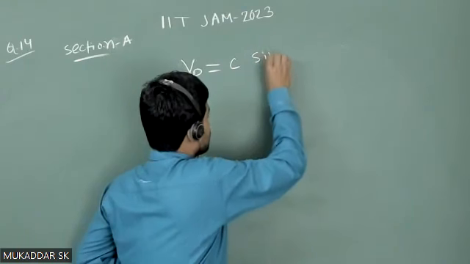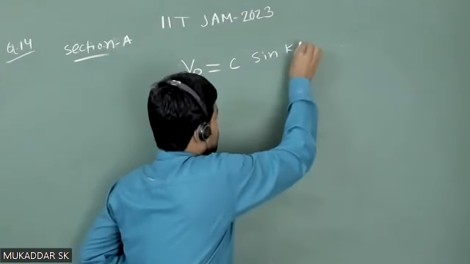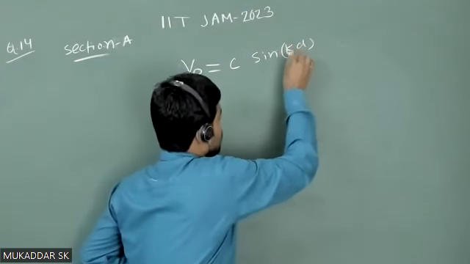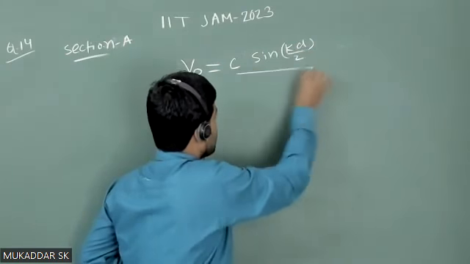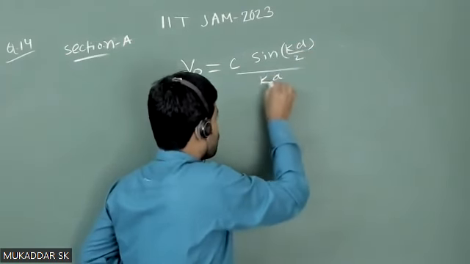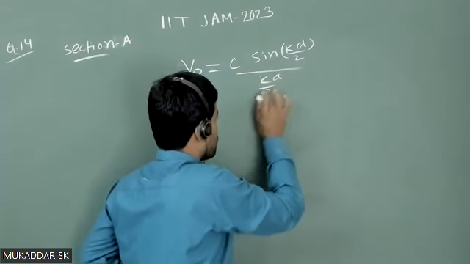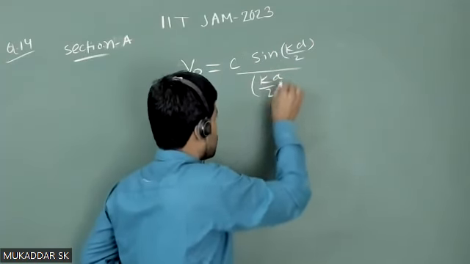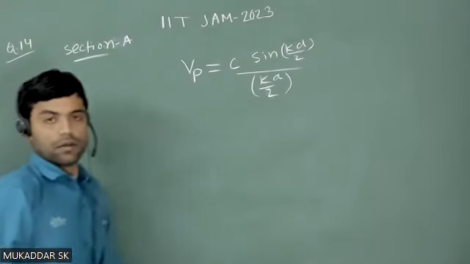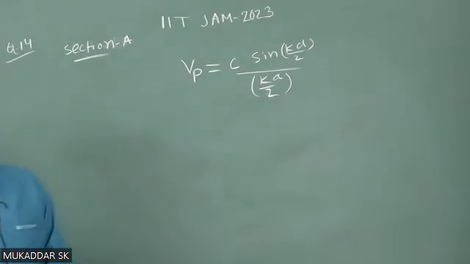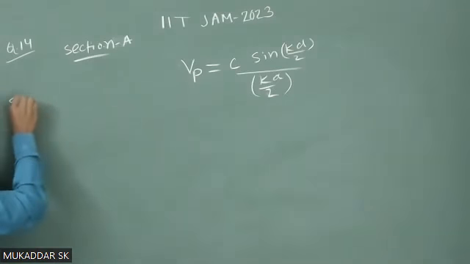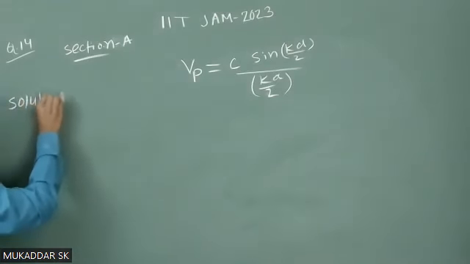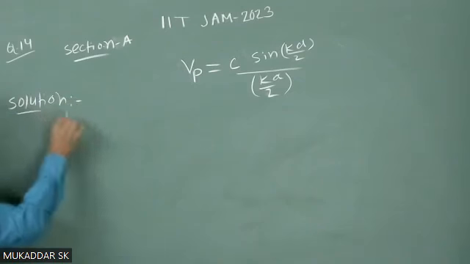sine of kd by 2 divided by kd by 2. That is provided. Then they have asked what will be the group velocity of this wave that you have to calculate. So let us solve the simple question. There is a trick here also.